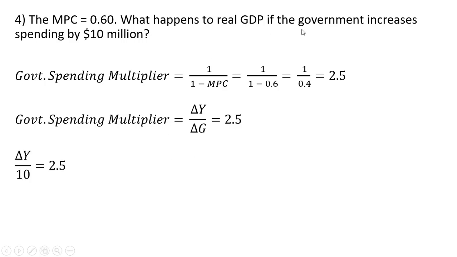And in this example, we are told that government spending increases by 10 million. So our denominator here, the change in G, is plus 10 for 10 million. And now we're going to solve for the change in Y. Multiplying both sides through by 10, real GDP will increase by $25 million.